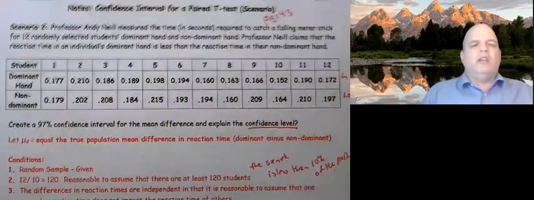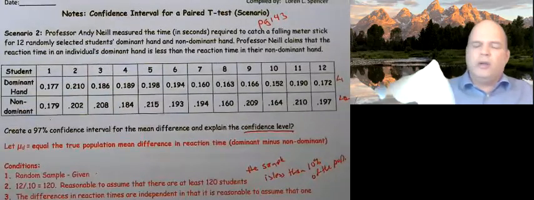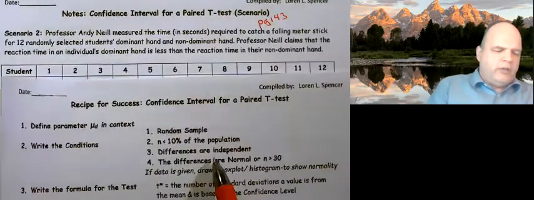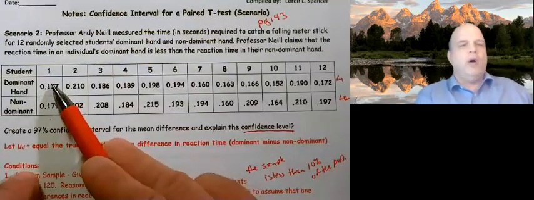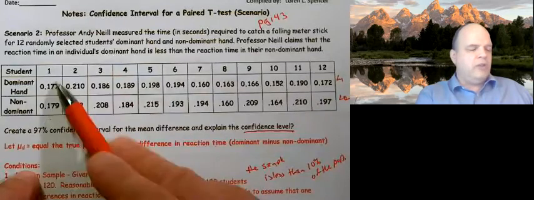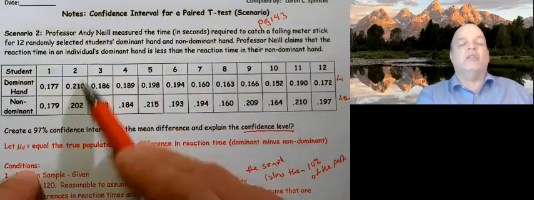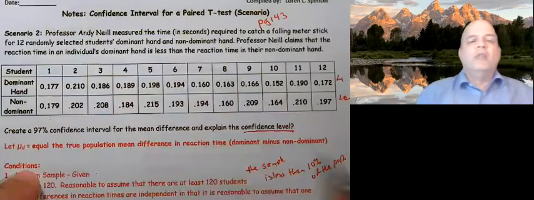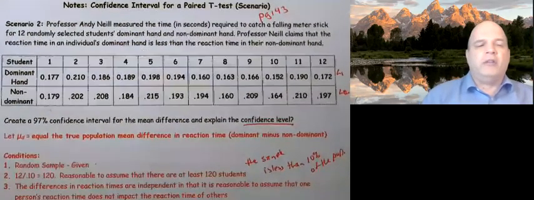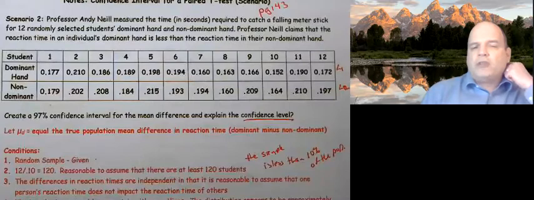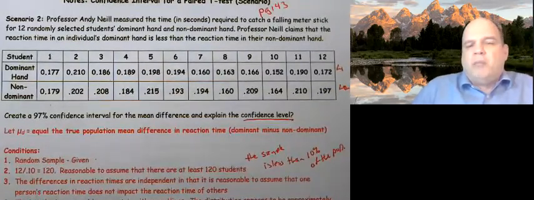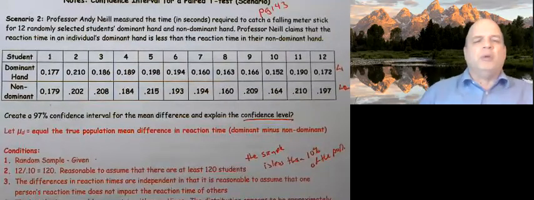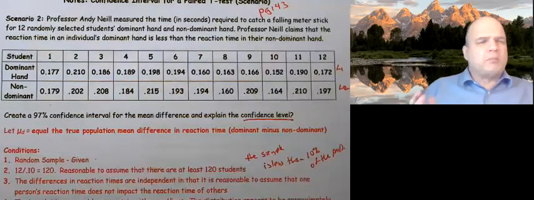Then we need to check the differences. This is the new condition. Differences are independent. Well, I'm going to once again assume that student 1's change in speed is independent of student 2's, that everyone's is independent of the others. So differences in reaction times are independent. It's reasonable to assume that one person's reaction time does not impact that of the others, and that seems reasonable to believe.